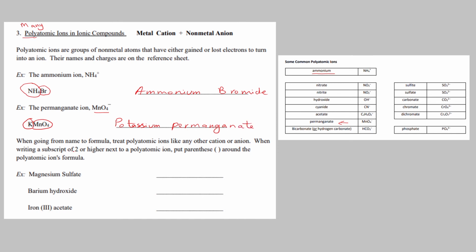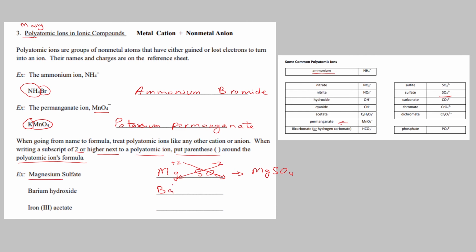One thing you need to remember is that when you are writing a subscript of 2 or higher next to a polyatomic ion, you will be using parentheses around the polyatomic ion in the formula. So let's do some examples. For magnesium from the periodic table, the symbol is Mg. Sulfate we will get from here. So sulfate is SO4. The charge of sulfate is -2. The charge of magnesium is +2. Looks like we need only a 1-to-1 ratio if you move these diagonally to get the subscripts. These 2's will cancel and you will end up with the formula MgSO4.